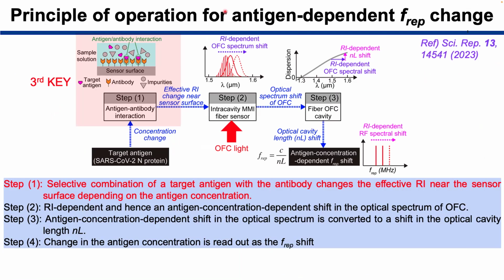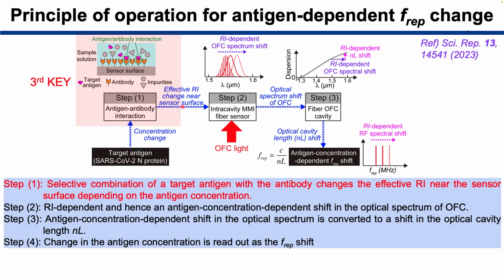Next slide shows the principle of operation for antigen-dependent FREP change. Here, we further introduce the third key for biosensing, namely antigen-antibody interaction, highlighted by red color. In this third key, the concentration change of target antigen is converted into the effective RI change near the sensor surface by selective combination of target antigen with the corresponding antibody.